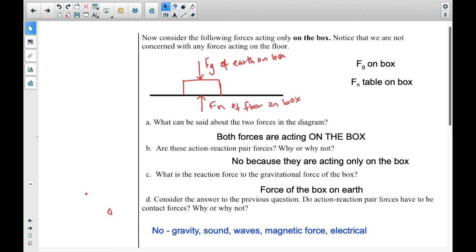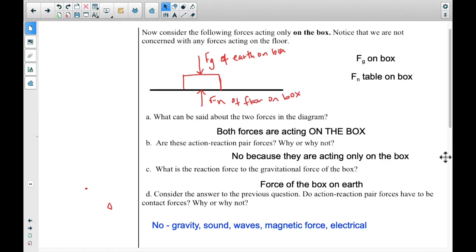Okay. All right, that is the end of Newton's third law. Next video will be about Newton's second law.